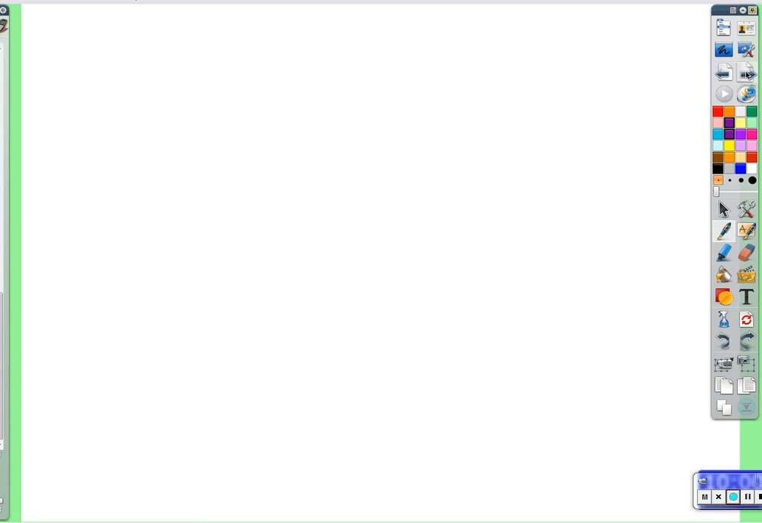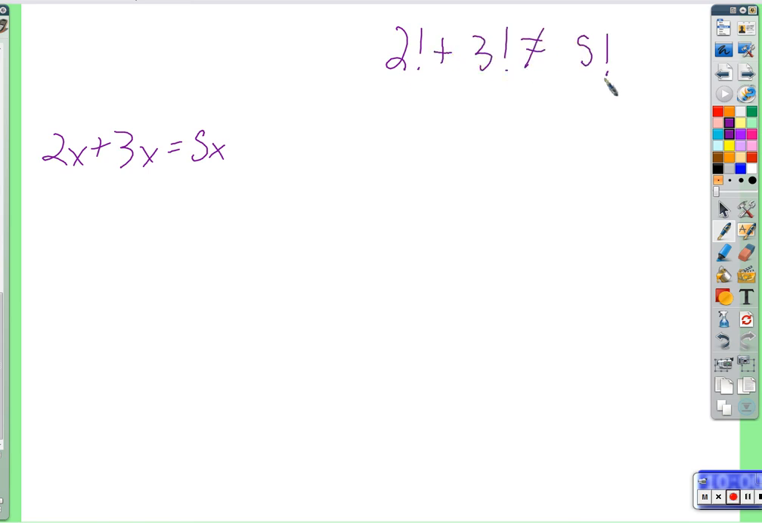What I mean by that is if you have 2x plus 3x, you get 5x. That makes sense. You got 2 x's and 3 x's, all together you have 5x. You got 2 apples, 3 apples, together you have 5 apples. But if I have 2 factorial plus 3 factorial, that is not 5 factorial. We're not saying we have 2 exclamation marks and 3 exclamation marks, and together we have 5 exclamation marks.